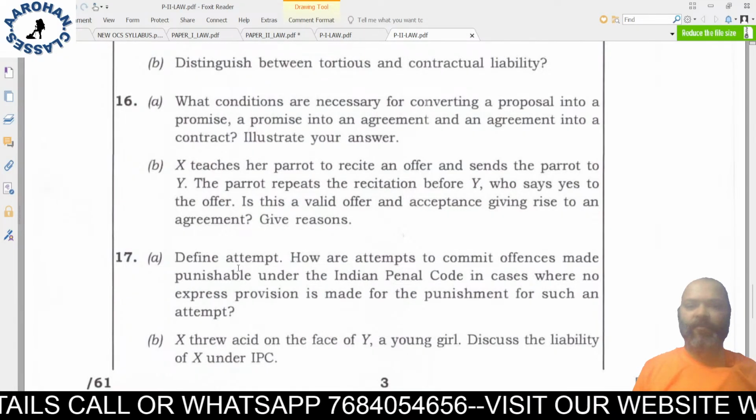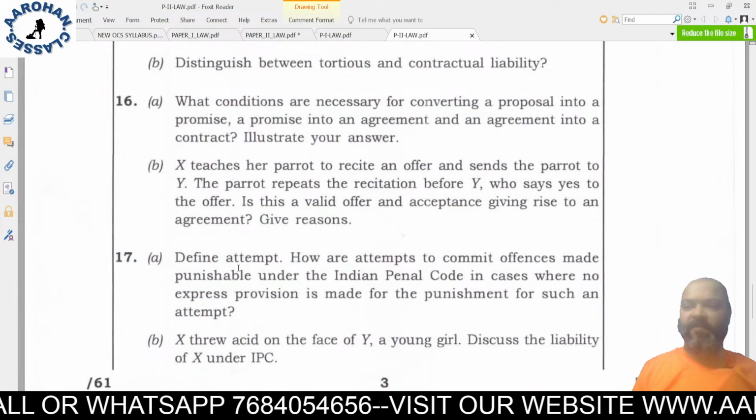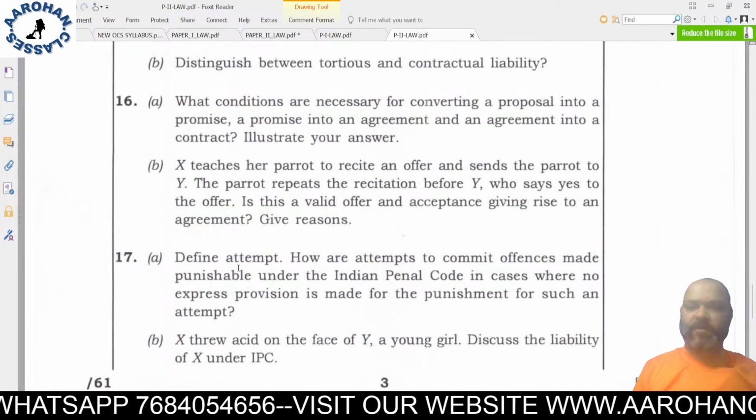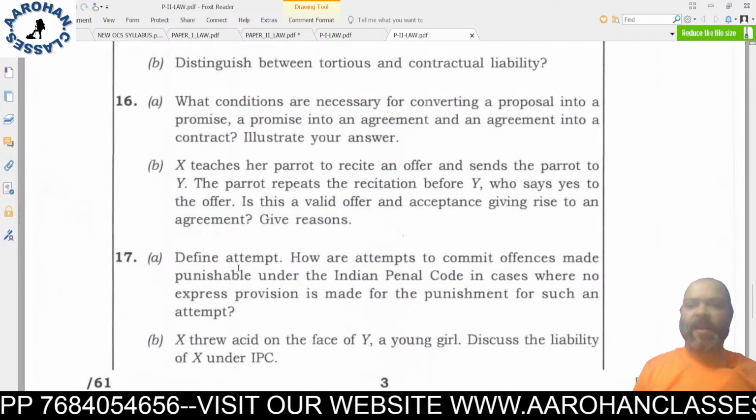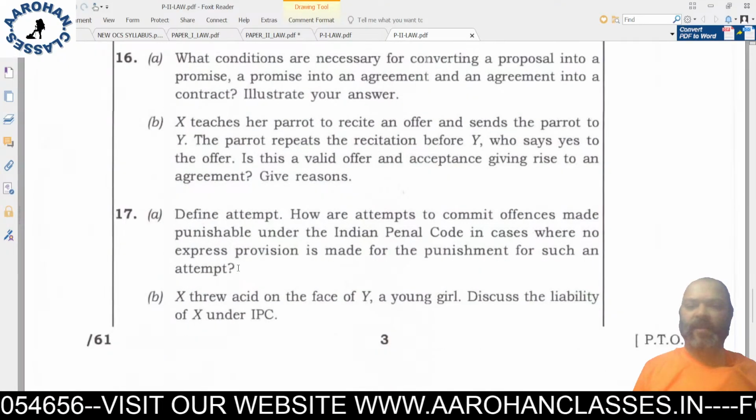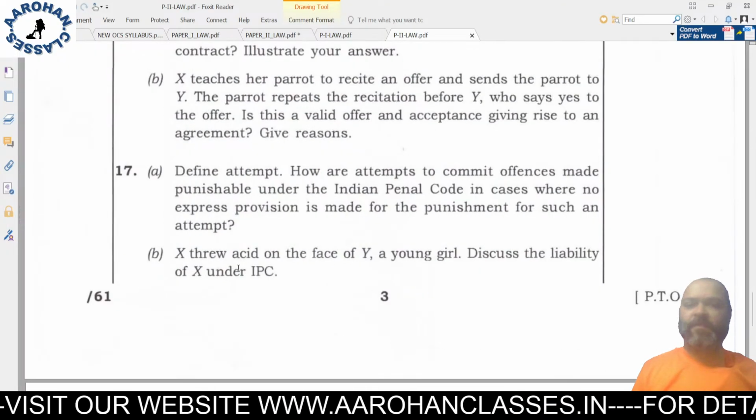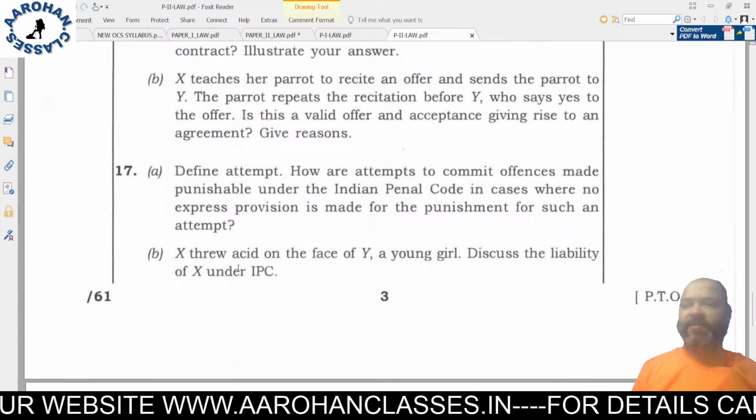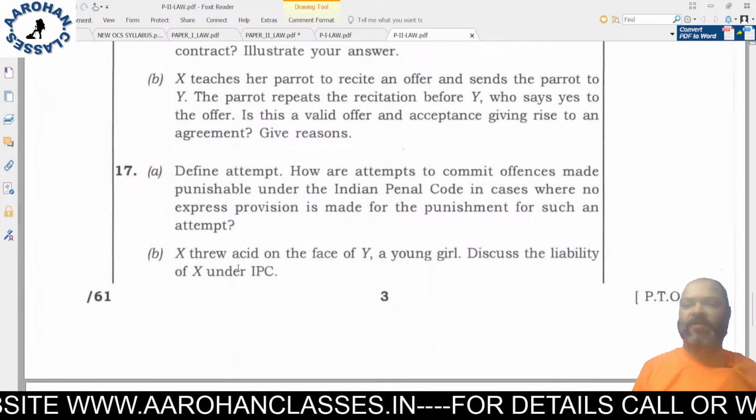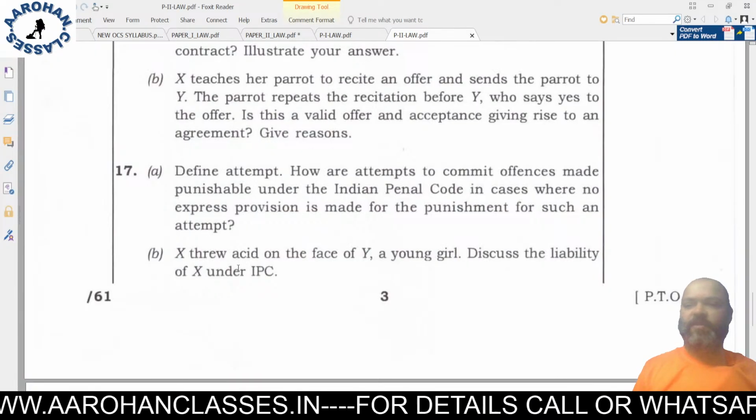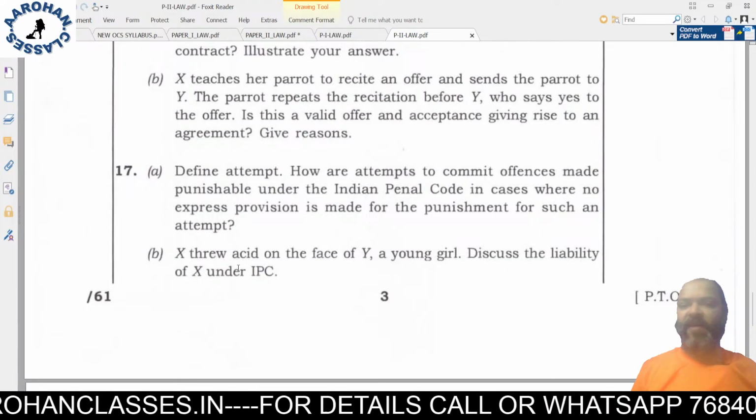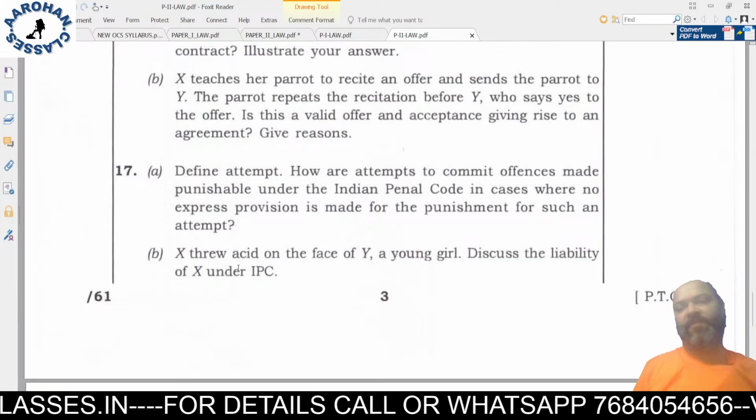Question 16. What conditions are necessary for converting a proposal into a promise, into an agreement, and an agreement into a contract? Illustrate your answer. X teaches her parrot to recite an offer and sends the parrot to Y. The parrot repeats the recitation before Y, who says yes to the offer. Is it a valid offer and acceptance giving rise to an agreement?